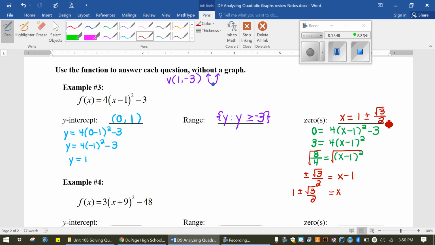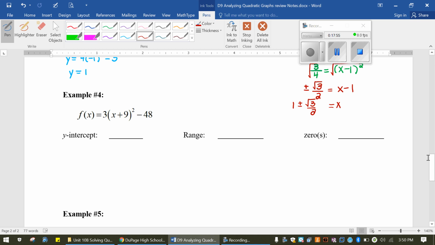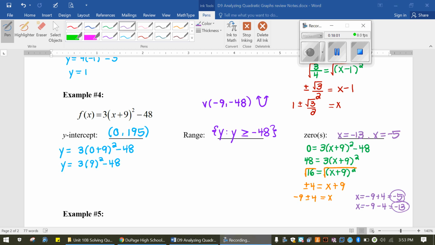So I want you to try that same thing here on number 4. Pause the video, work out the y-intercept, the range, and the zeros for example number 4, and then unpause and check your work. Okay, let's see how you did.